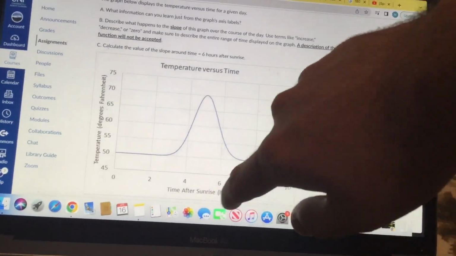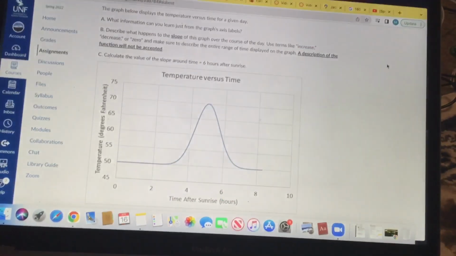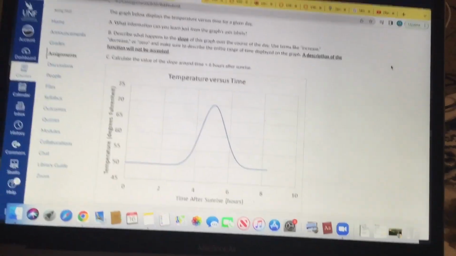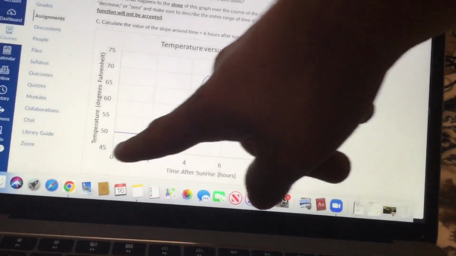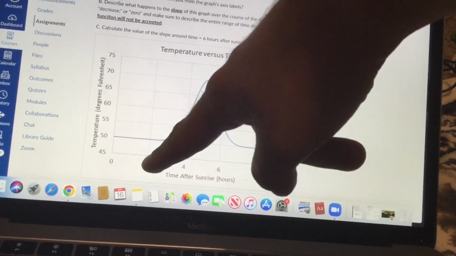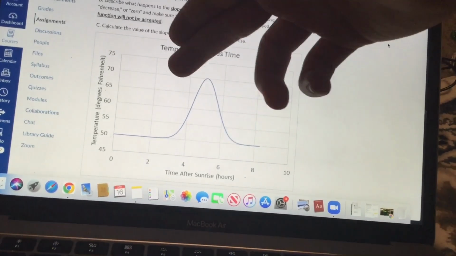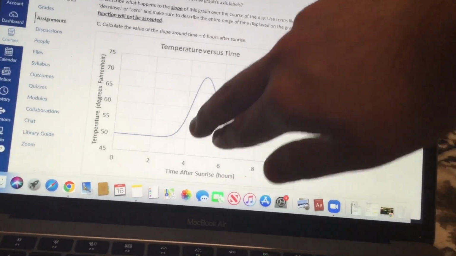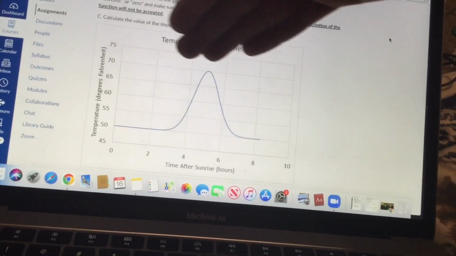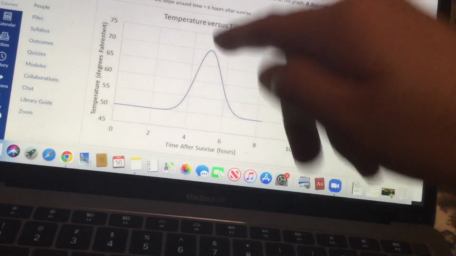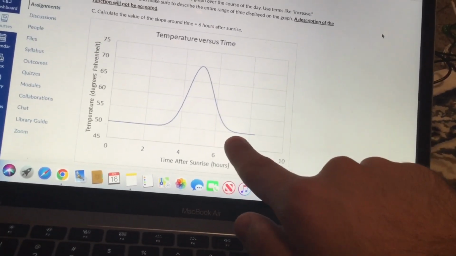And then temperature is raised from about 45 degrees Fahrenheit, because we have Fahrenheit as our unit and hours over here. As we can see, after 3 hours we have an increase on our slope, and then we have a decrease after we hit 5 hours with a maximum of 70 degrees Fahrenheit, and then we are coming back down to 50, and we hit 50 degrees Fahrenheit again at 7 hours.